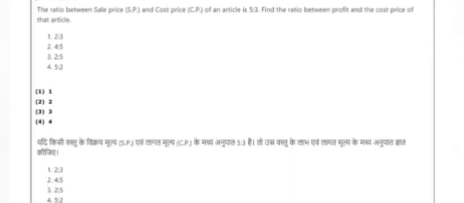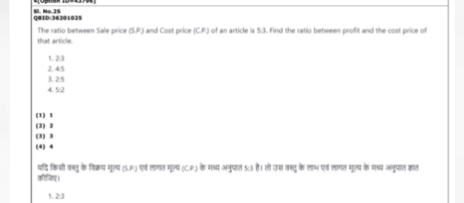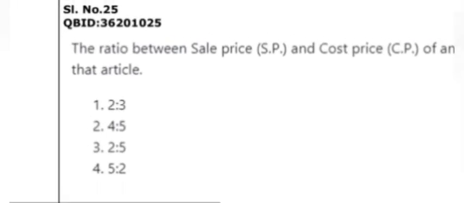Next. The ratio between sale price SP and cost price CP of an article is 5:3. Find the ratio between profit and the cost price of the article. 2:3, 4:5, 2:5, 5:2. So it will be 2:3.